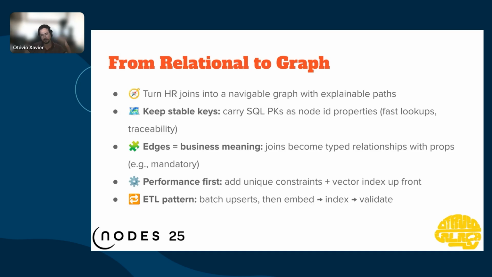So I've tried to synthesize here in this slide all those tips, and let's go one by one. So keep stable keys. One thing that is really important is to keep the primary keys you have in the relational database. Mostly because if you are going to do it in production, it will not be a single or one-off step. It will be done frequently, like this migration or this mapping from relational to graph. So every day or every week, you will need to do that.